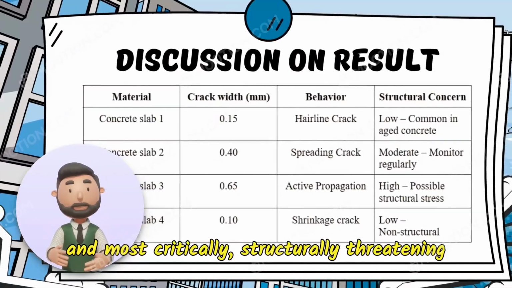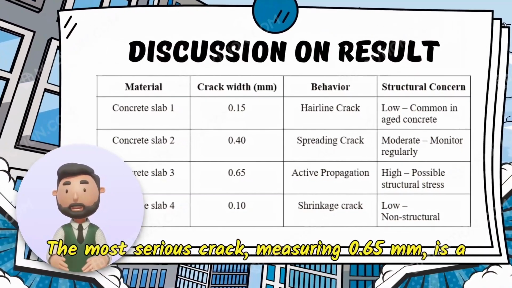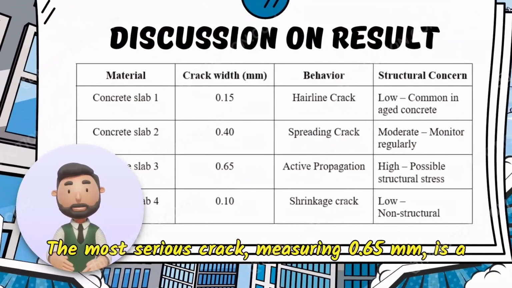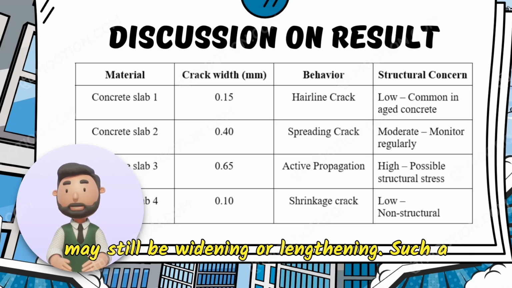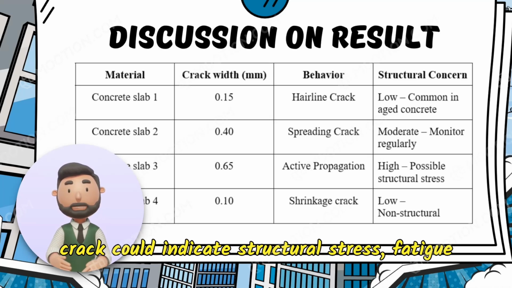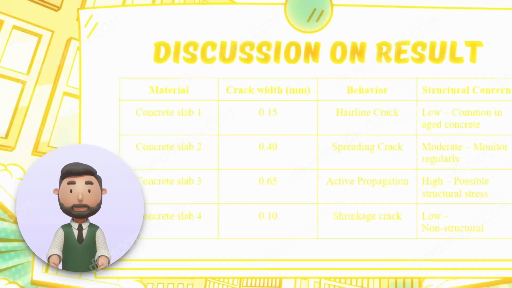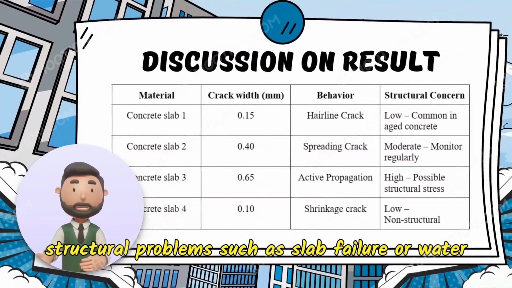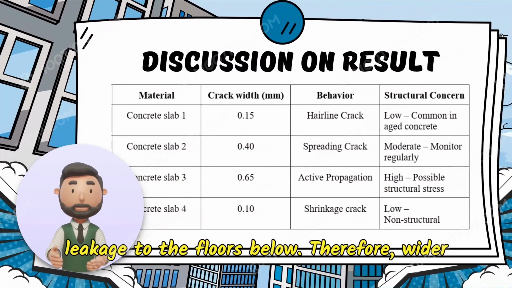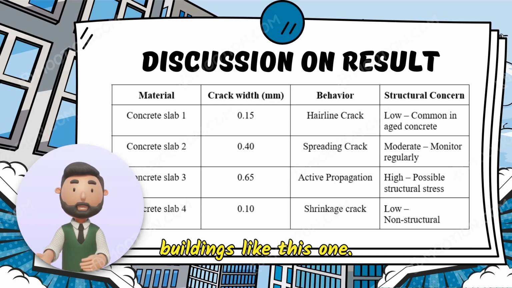And most critically, structurally threatening active propagation cracks demanding urgent assessment. The most serious crack, measuring 0.65 millimeters, is a sign of active propagation. This means the crack may still be widening or lengthening. Such a crack could indicate structural stress, fatigue from repeated loading, or even insufficient reinforcement in the slab. If ignored, this type of crack could lead to larger structural problems, such as slab failure or water leakage to the floor below. Therefore, wider cracks must be treated seriously, especially in old buildings like this one.